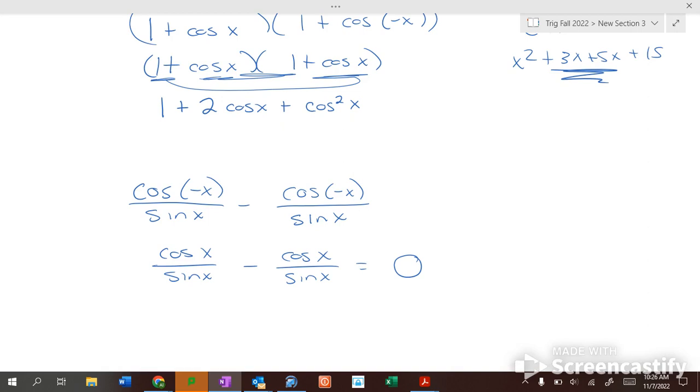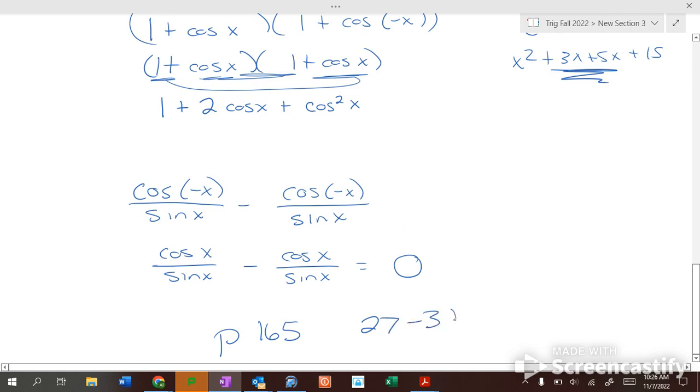Okay, so we're working with positives and negatives here. And so on page number 165, we are going to work on 27 through 38 all.